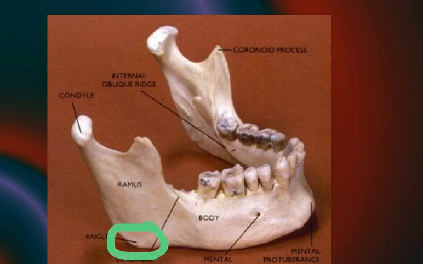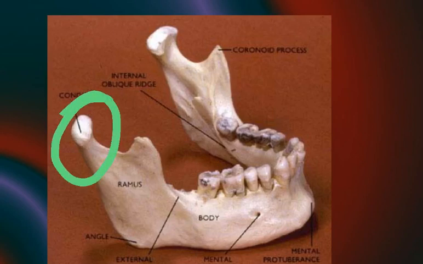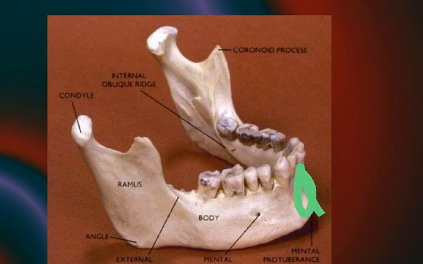This is the angle of the mandible between the ramus and the body of the mandible. This is the coronoid process of the mandible. This is the condylar process. This is the mandibular symphysis area of the mandible.